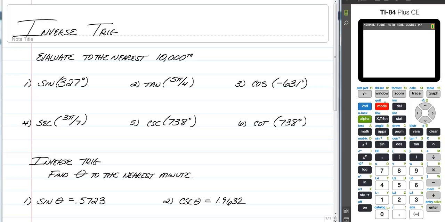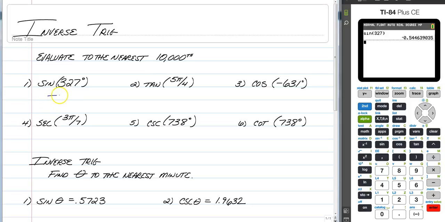So since I'm in degrees, I need to make sure that I can type these into my calculator correctly. Now 1 through 3 are extremely simple to type in. 4 through 6, there's a little twist you need to make sure you know how to do. So for the sine of 327 degrees, all you have to do is type sine of 327, close your parentheses, click enter, and you get negative 0.5446.